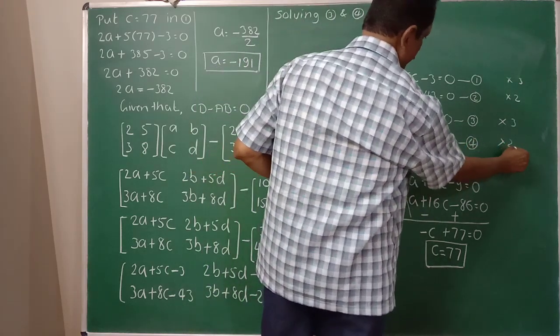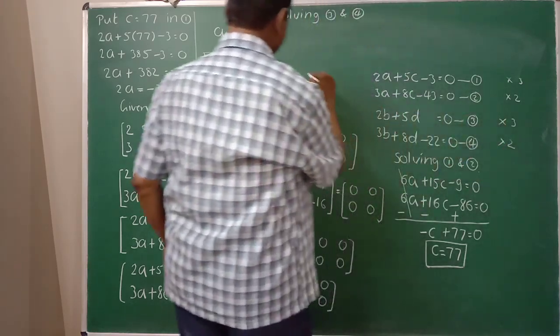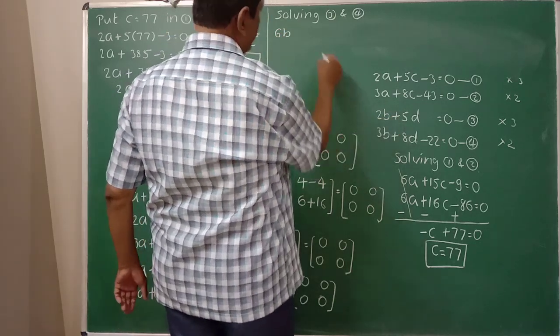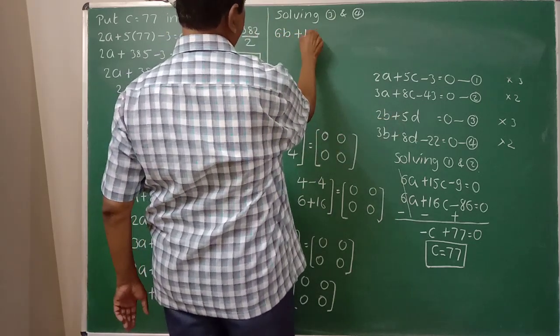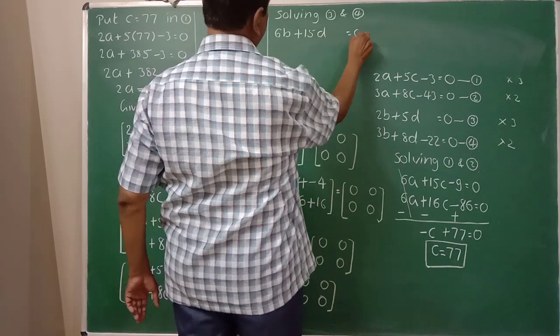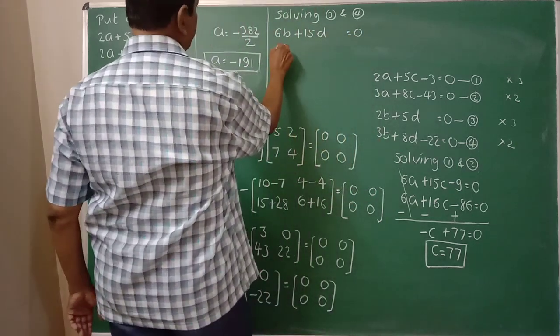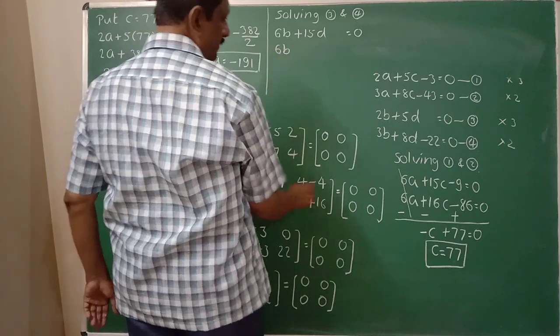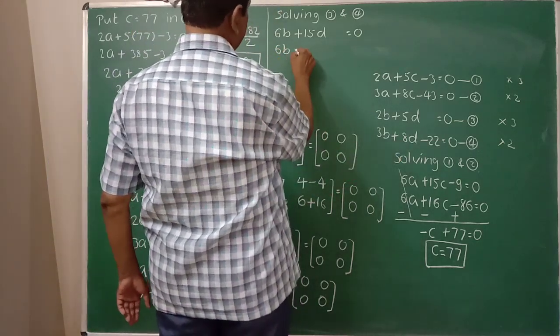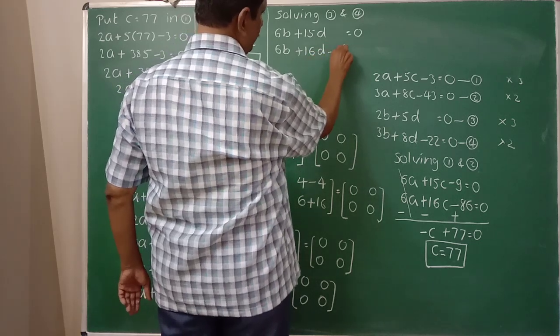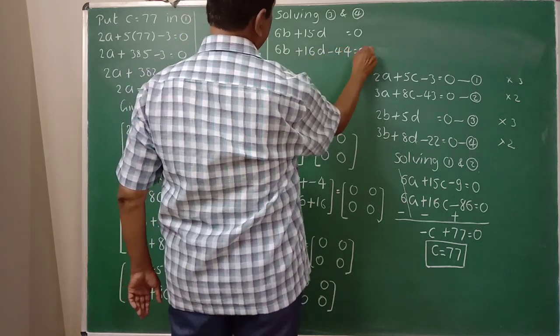So write here 2 3s are 6, 6b. Then 5 3s are 15, so 15d is equal to 0. Multiply by 2 here. 3 2s are 6, 6b. 8 2s are 16, plus 16d minus 44 is equal to 0.